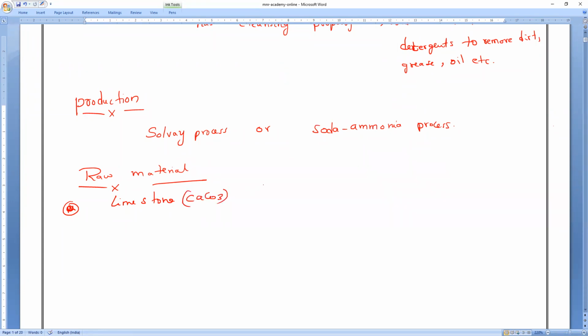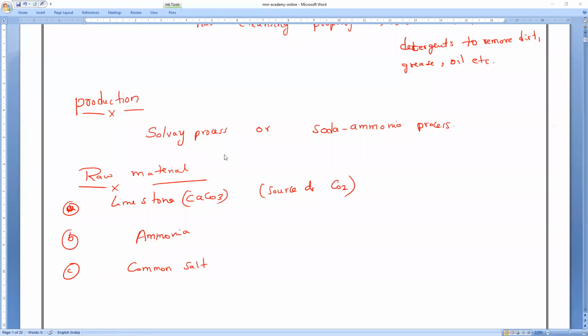So why, sir, are we using this one? Because it is a source of CO2. That is the reason we are using this one. Next, we are using ammonia, as it is the soda ammonia process. Next one, we are using common salt. So these are the raw materials for production of washing soda. Clear, everybody?